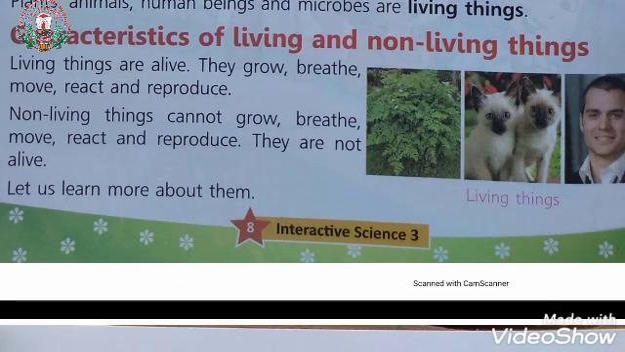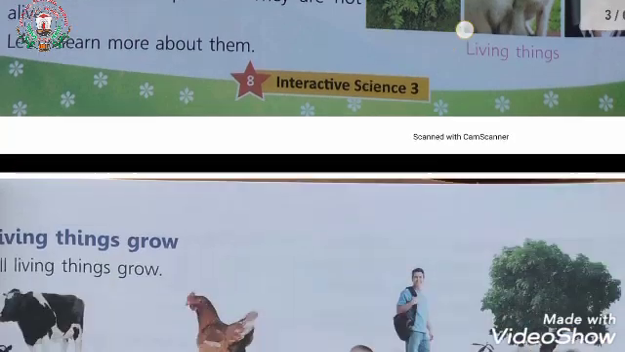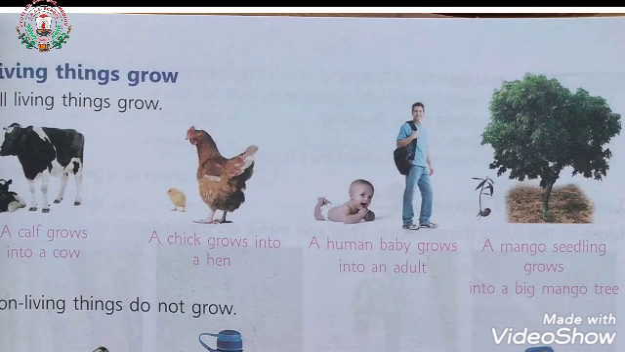Let's come to the characteristics of living and non-living things. There are some characteristics of living and non-living things we will see one by one. Living things are alive, they grow, breathe, move, react, and reproduce. But non-living things cannot grow, breathe, move, react, and reproduce. They are not alive. Let's see one by one. The first characteristic is living things grow.